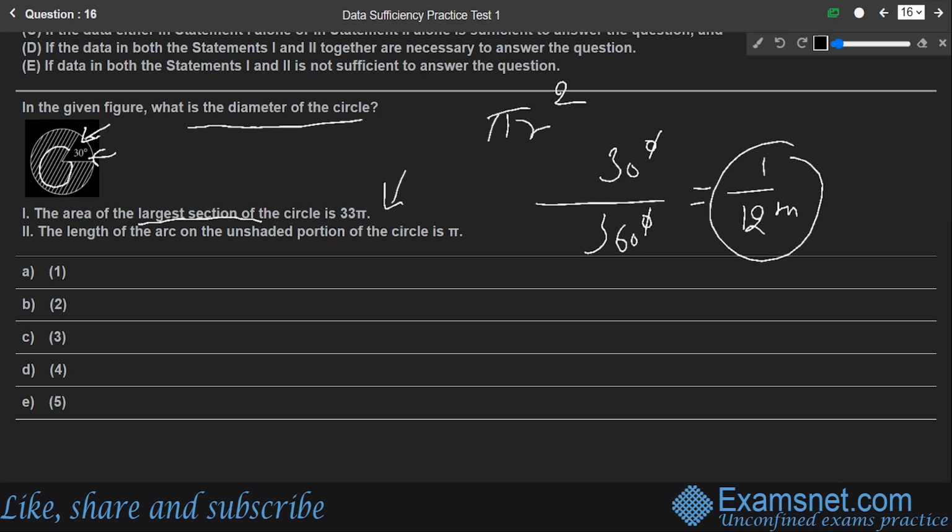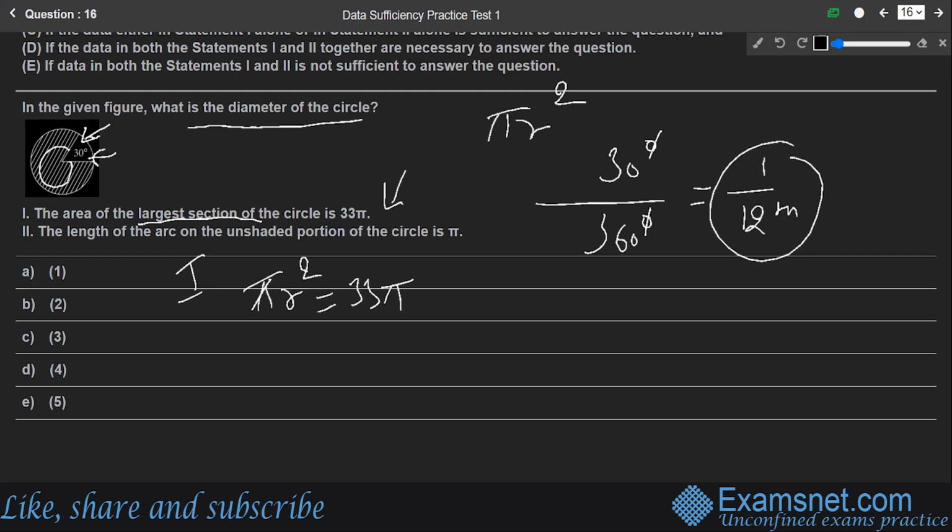So clearly, if we see statement number 1 alone, the area of the shaded portion becomes what? So 1/12 is this. So the area of the shaded portion will be the later part. How much is that? That is obviously 33 pi. The later part is the area of the shaded portion, and we relate the area as pi r square. That becomes 33 pi. That is the area of the other part of the circle, so that can be related as pi r square.